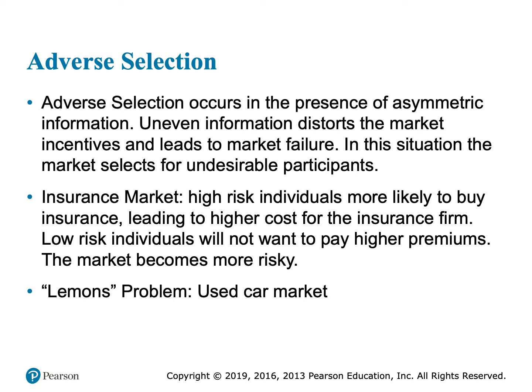When we have an asymmetry of information, this can lead to a problem called adverse selection. Adverse selection occurs in the presence of this asymmetric information. Uneven information distorts the market incentives and leads to a situation of market failure, where essentially the market collapses or it stops functioning. In this situation, the market is selecting for the most undesirable participants. Let's look at a few simple examples.